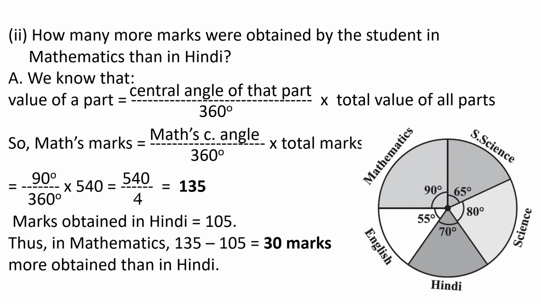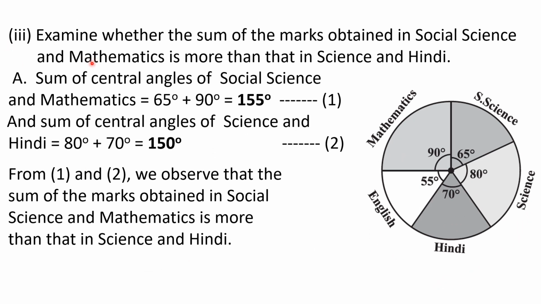Part 3 now. Part 3 is examine whether the sum of the marks obtained in social science and mathematics is more than that in science and Hindi. Now in these type of questions, we may be tempted to calculate the marks of each and every subject. That would make our answer tedious and long and time consuming. We have to use our smartness. We have to just check whether the sum of marks in social science and mathematics is more than the sum of marks in science and Hindi. That's all we have to check.